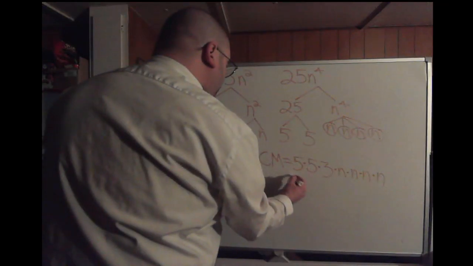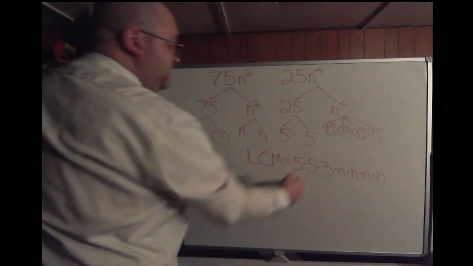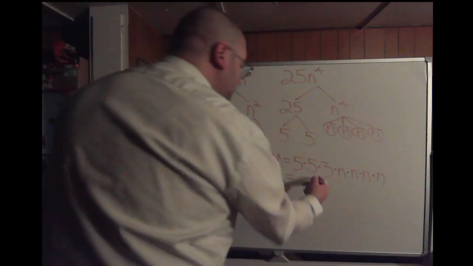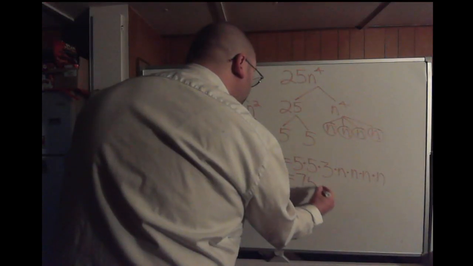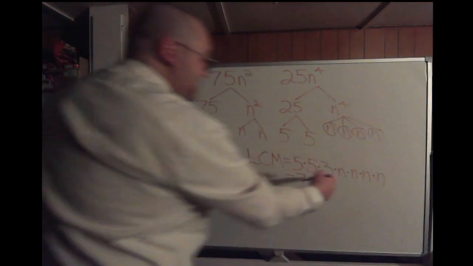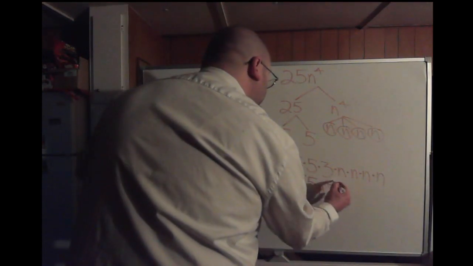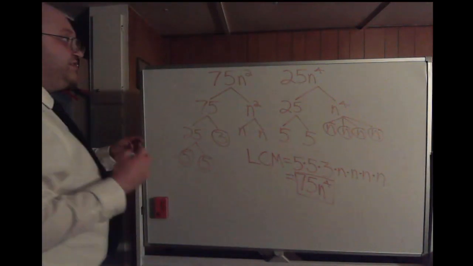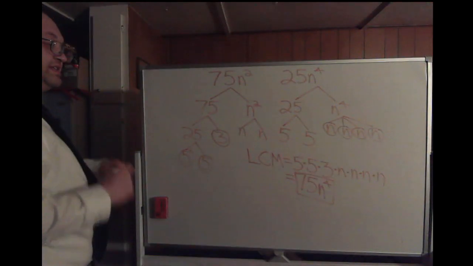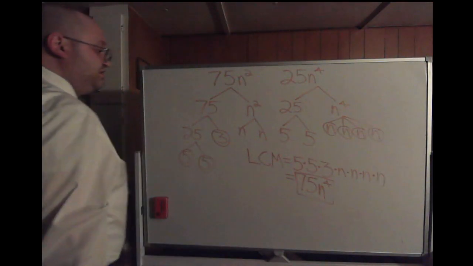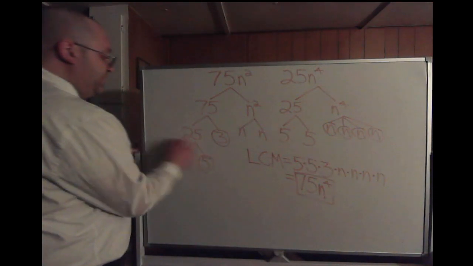So if we do the math here, 5 times 5 is 25 times 3, that's 75. Now you have n times n times n times n, that's n to the fourth. So your least common multiple is going to be 75 n to the fourth. That's exactly what you would get, 75 n to the fourth. And I have one more.